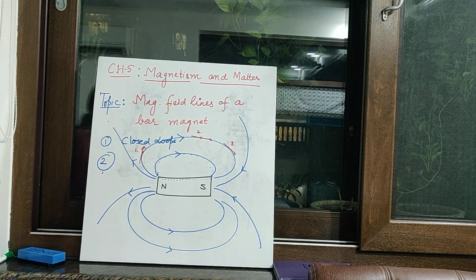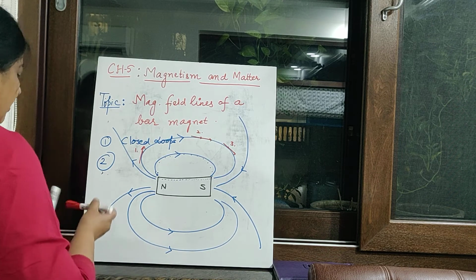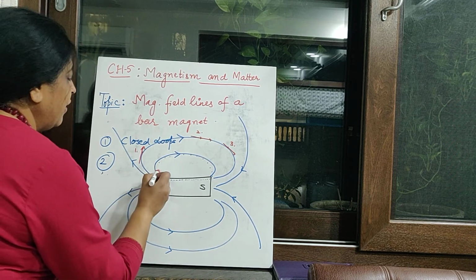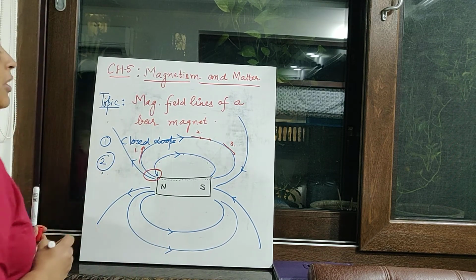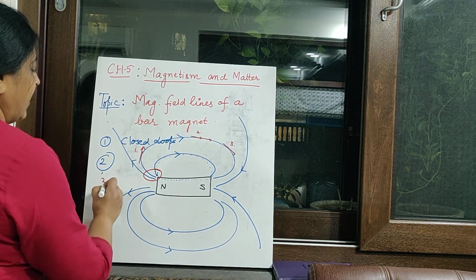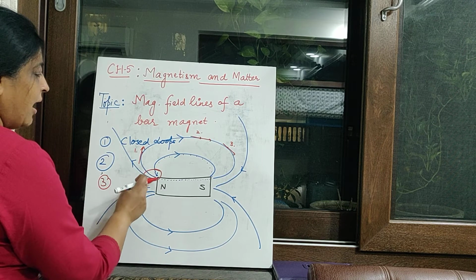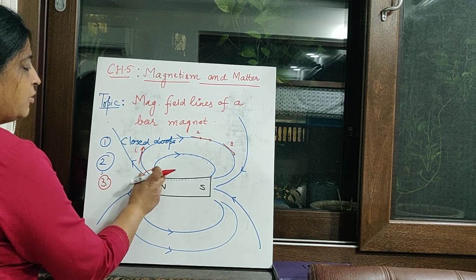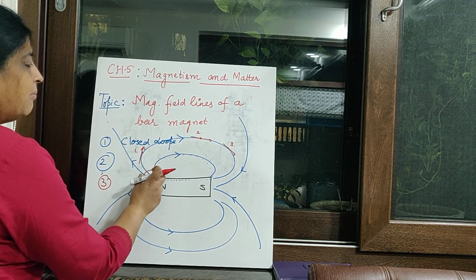Then the third property is that the more the number of magnetic field lines per unit area, the stronger is the magnetic field. More the number of magnetic field lines in a unit area, stronger is the magnetic field.